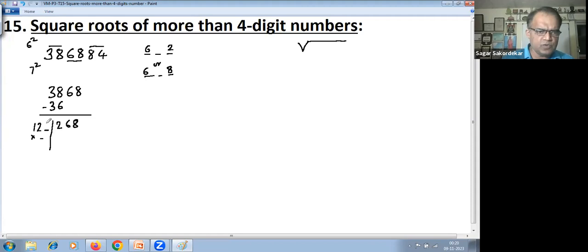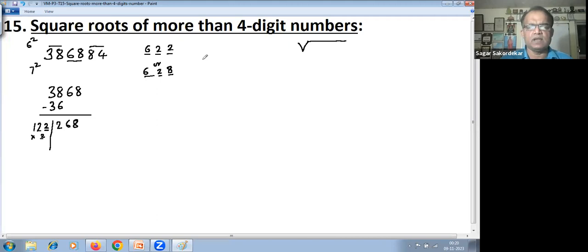If you use 2 here, 1 to 2 into 2 will be 244. That is quite near. 244 is quite near to 268. If you go for 3, definitely it will cross this. You have to find the number such that this answer is near to this but less than this. So it's very clear that the middle digit is 2. Now we have got two answers.